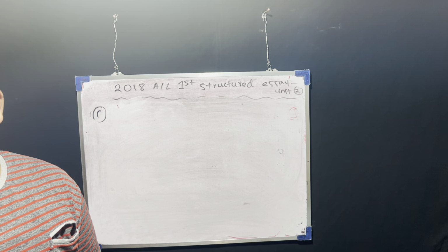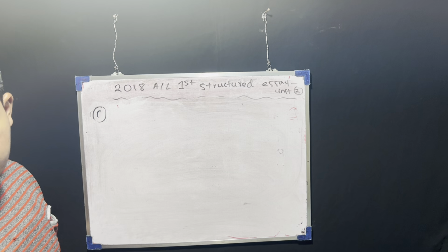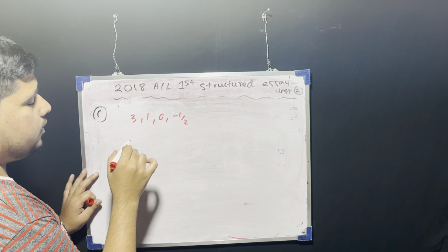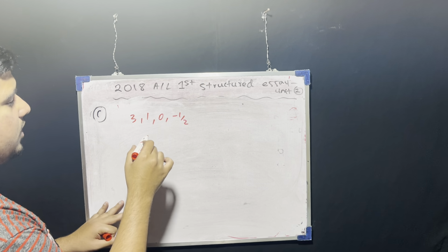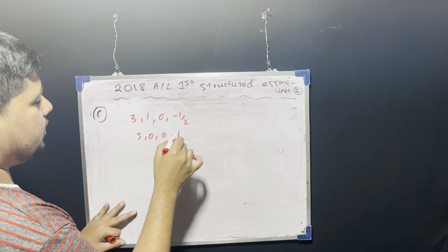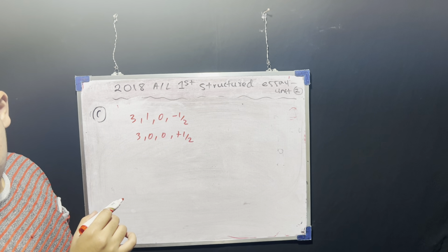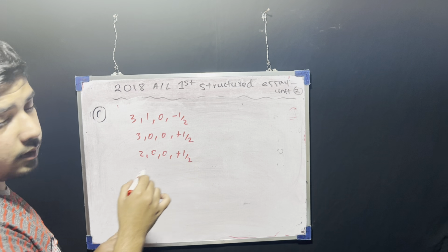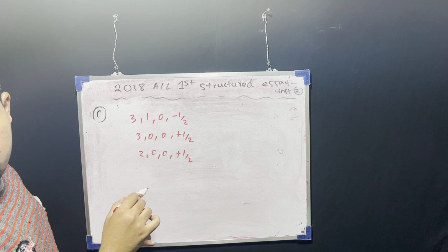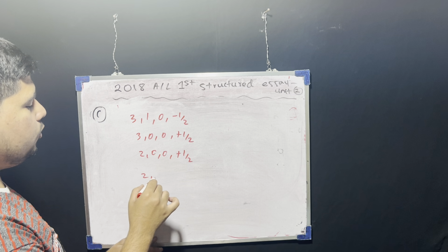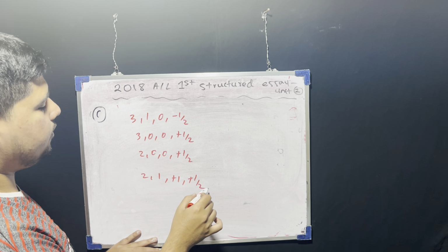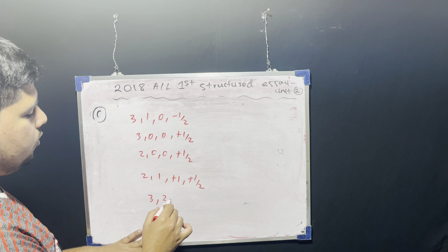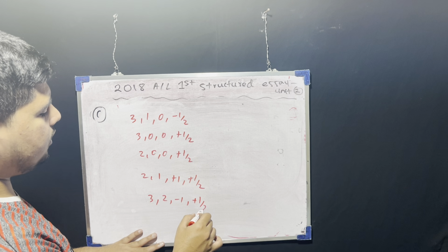Therefore, if you check the order, you see 3 1 0 minus half, next one 3 0 0 plus half, 2 0 0 plus half, next one 2 1 plus 1 half, next one 3 2 minus 1 plus half.